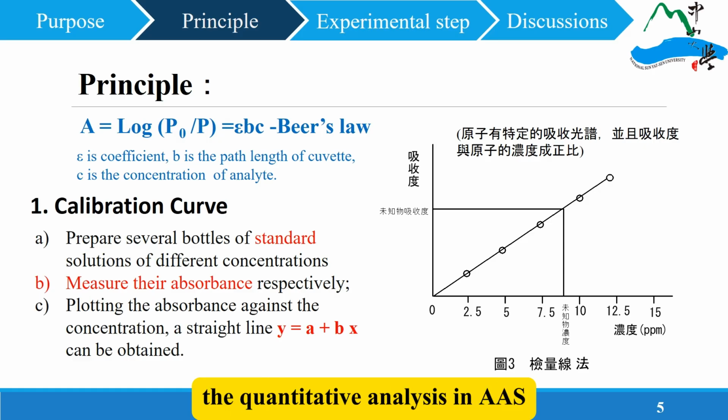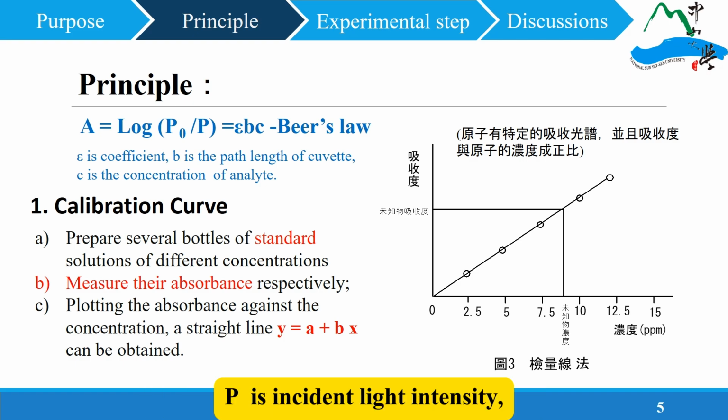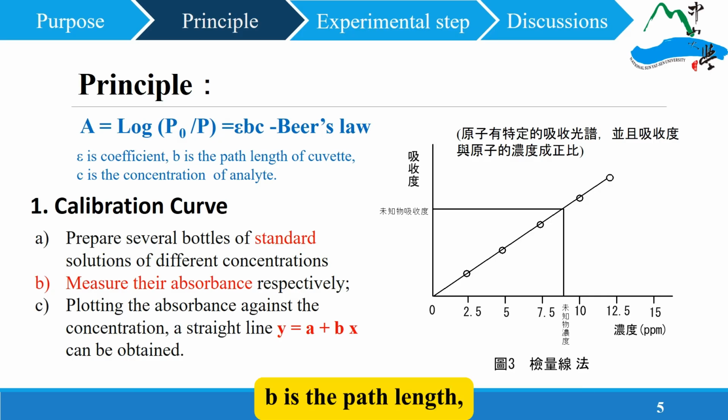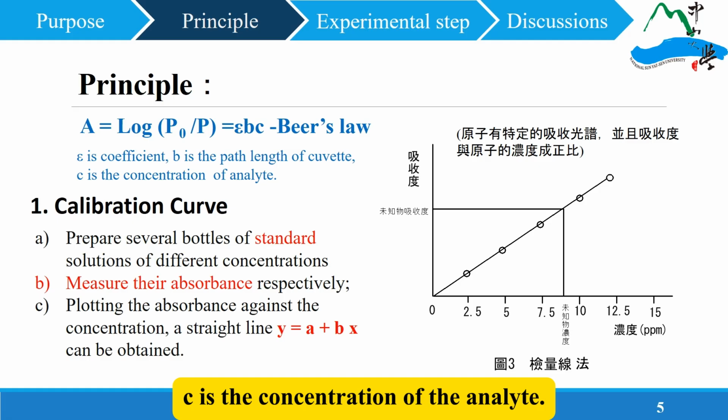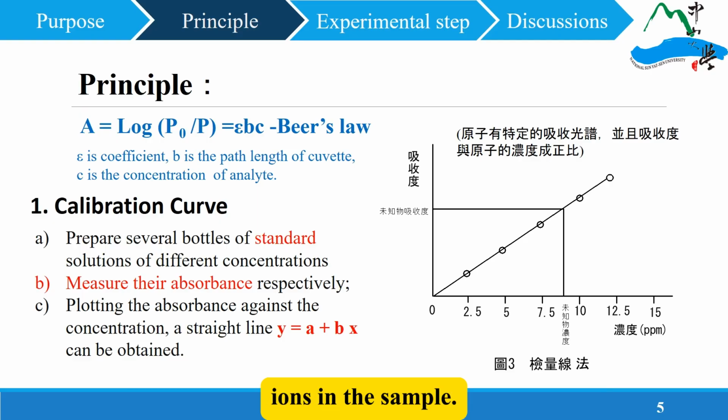The quantitative analysis in AAS follows the Beer-Lambert law. The equation is A = log(P0/P) = εbC, where A is absorbance, P0 is incident light intensity, P is transmitted light intensity, ε is the molar absorptivity coefficient, b is the path length, and C is the concentration of the analyte. This equation shows that absorbance is proportional to the concentration of the analyte. Therefore, by measuring absorbance, we can determine the concentration of metal ions in the sample.